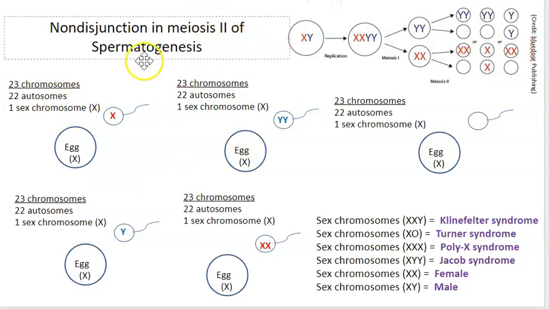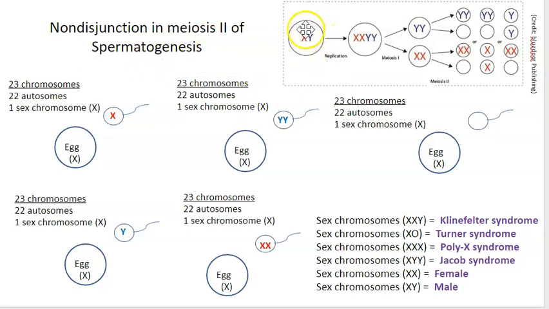So when non-disjunction happens during meiosis 2, here's my spermatogonium. Again, during interphase, the chromosomes are duplicated. Now they split fine in meiosis 1. The X's come down here, the Y's come up here. But now we have 3 different scenarios that could happen.